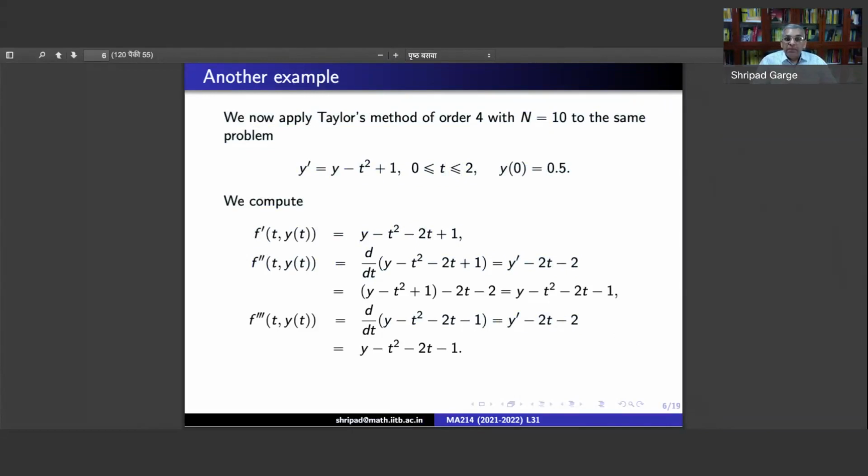So f double prime and f triple prime happen to be the same, of course, because f prime and f double prime don't change in their values other than constants. So all these values are the same, and now we compute the function capital T.